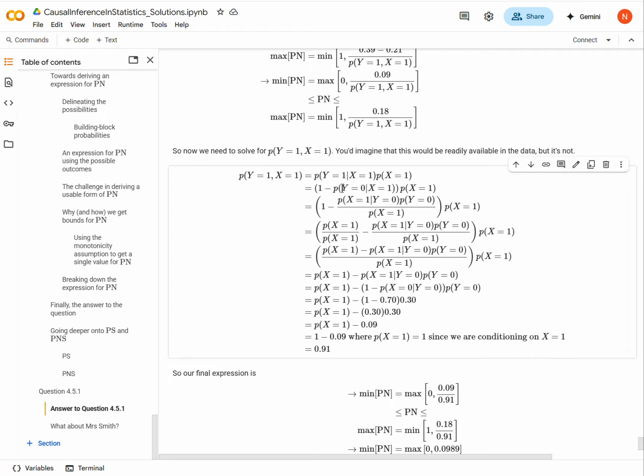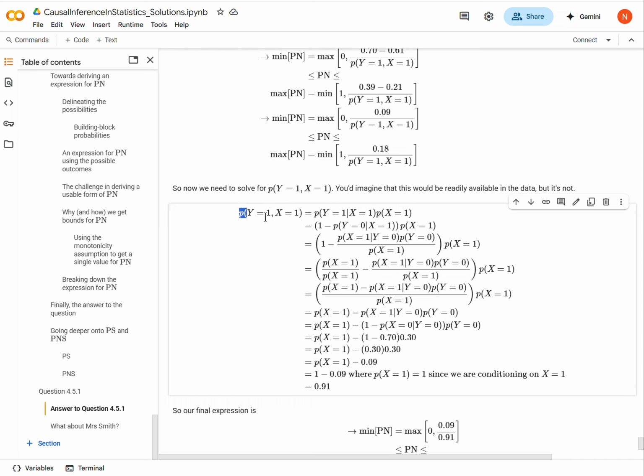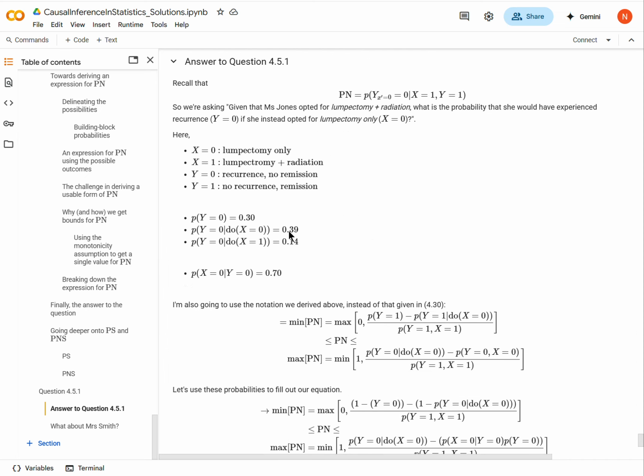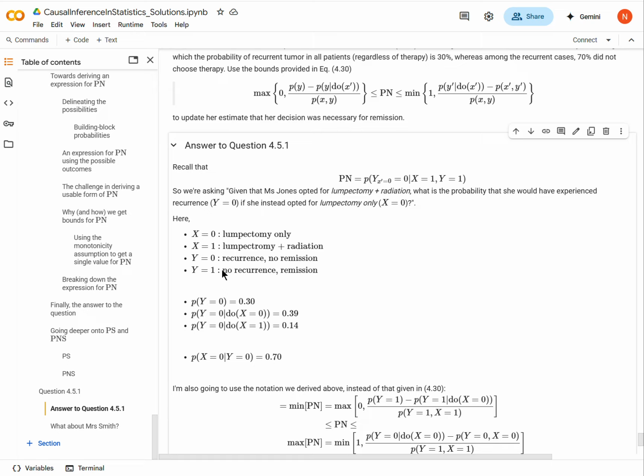Okay, so anyway, you should push through all of this, and if I have done it correctly, then we have that the joint probability equals 0.91, where again we want the joint probability of y1 and x1, where y1 is that they experienced remission given that they undertook radiation.